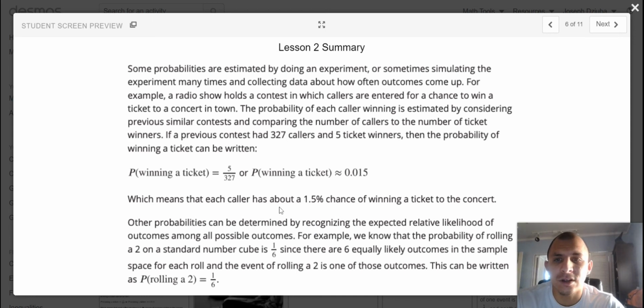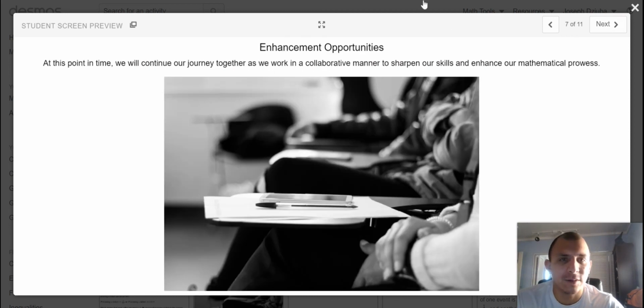But that'll do it for this lesson. Very simple and straightforward. Lesson 2 summary again. Once again, I would read that conscientiously, maybe notate it a little bit before pausing at the enhancement opportunities.